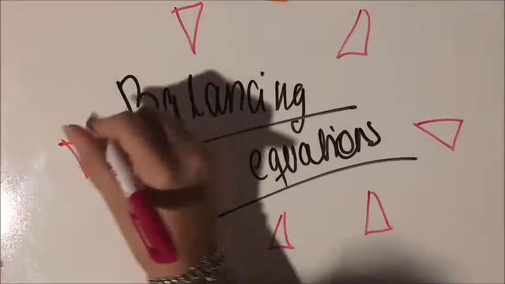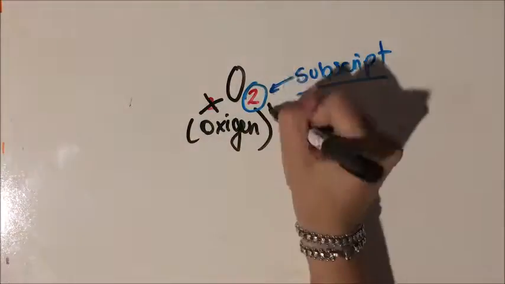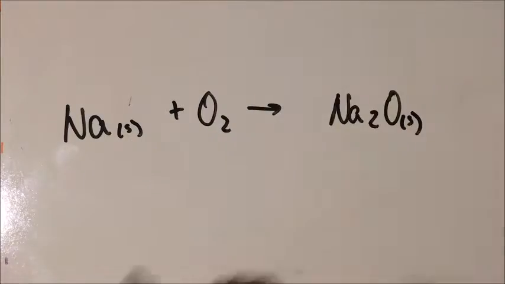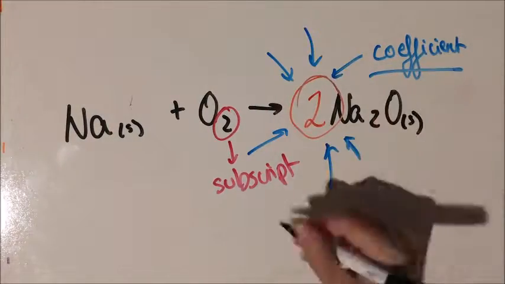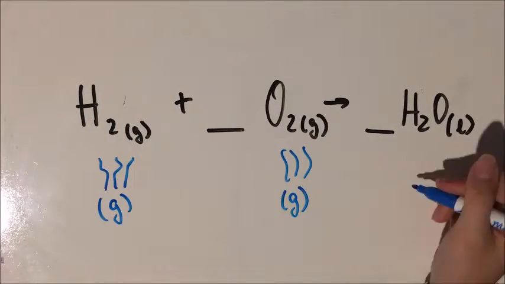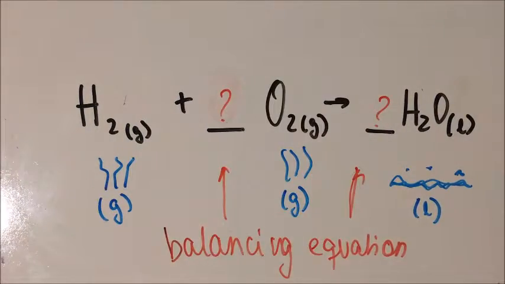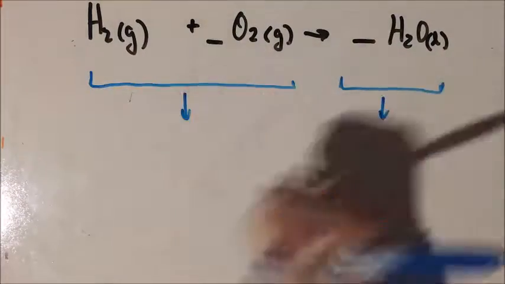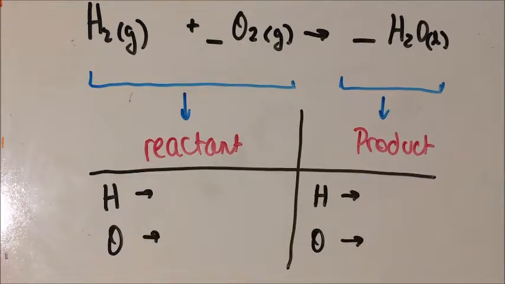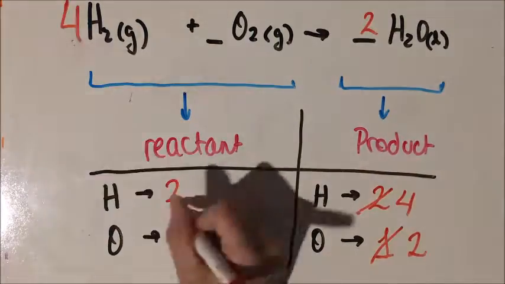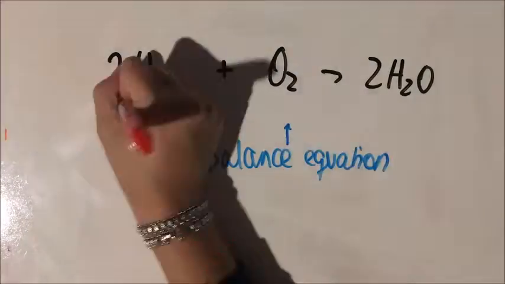To balance an equation, we are going to have two elements: the subscript, which is the number of atoms in one part of the compound, and the coefficient, which is the number of atoms of the element. We need to have the same amount of atoms on the reactants and in the products. For that, we can make a table, and the amount should be the same on each side of the table. In a balanced reaction, we should never change the subscript.